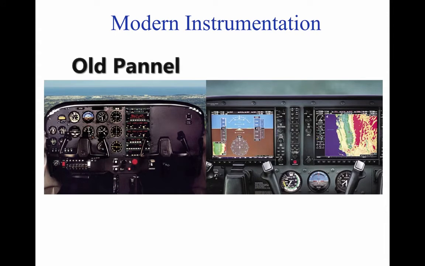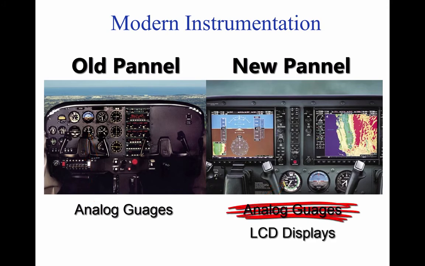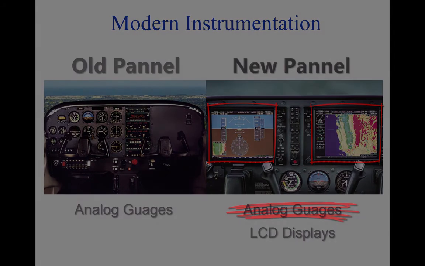Switching out the old instrument panels with new instrument panels, as shown above, makes planes safer and more reliable. Old instruments relied on analog gauges to give readings. In more modern aircraft, these analog gauges are replaced with LCD displays that give the pilot more data than the analog gauges and give the information in a more compact layout.